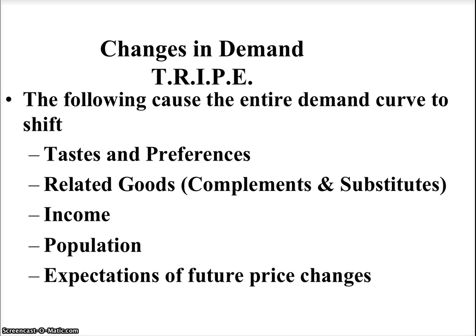Now I want to go ahead and review over the determinants of demand. These are the 5 variables that can cause the entire demand curve to shift. Now remember when we talked about this, we talked about the acronym TRIPE. TRIPE stands for the 5 determinants of demand, which are changes in taste and preferences, changes in related goods, complements and substitutes, changes in income, changes in population, and expectations of future price changes. These 5 variables, when they shift, will shift an entire demand curve.